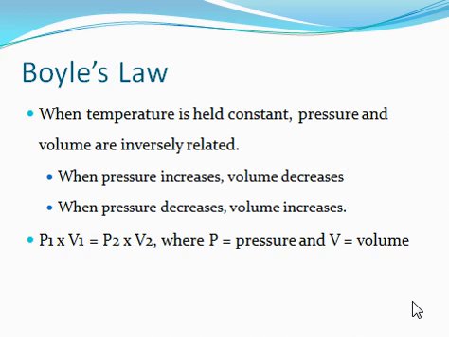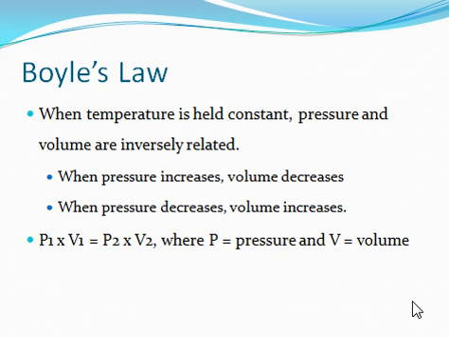So the first one we're going to look at is called Boyle's law, and it has to do with when one of the variables, temperature, is held constant. When the temperature is constant, pressure and volume are inversely related. So we talked about that directly related means that as one goes up, the other one goes up, or as one variable goes down, the other variable goes down. But inversely means that if one goes up, the other one goes down. So when the pressure goes up, volume goes down. When pressure goes down, volume goes up.